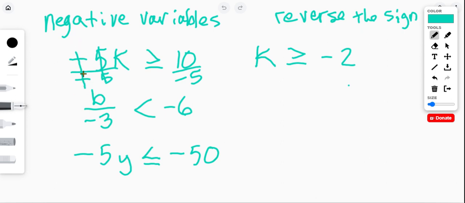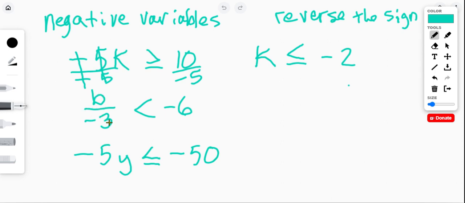That switch of the sign is actually going to switch our inequality sign also. So instead of being greater than, it switches everything to less than.